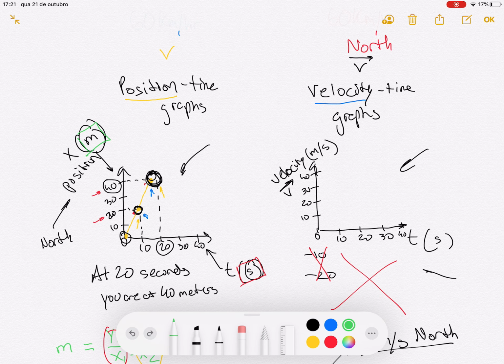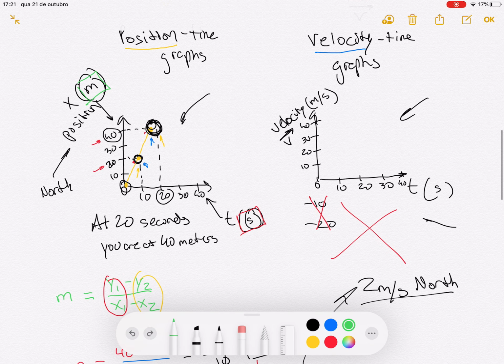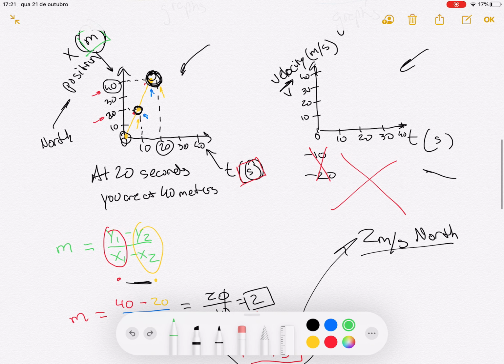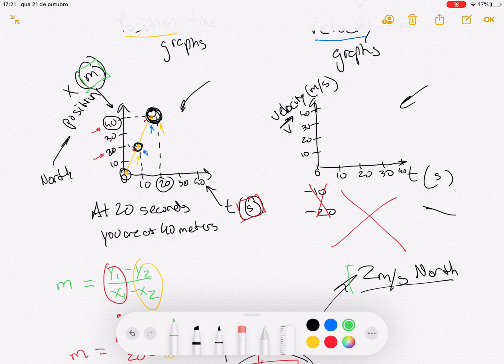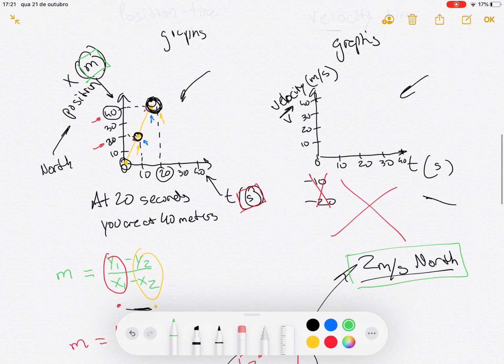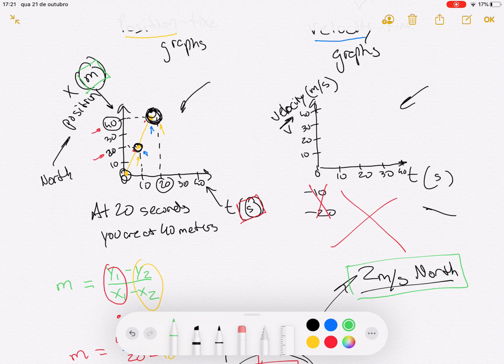So, to graph the velocity, we need to look at the position time graph over here. We know that to graph the velocity, we need to look at the speed and the velocity. We can look at this number, 2 meters per second north, and then see if it changes throughout the trip or not.